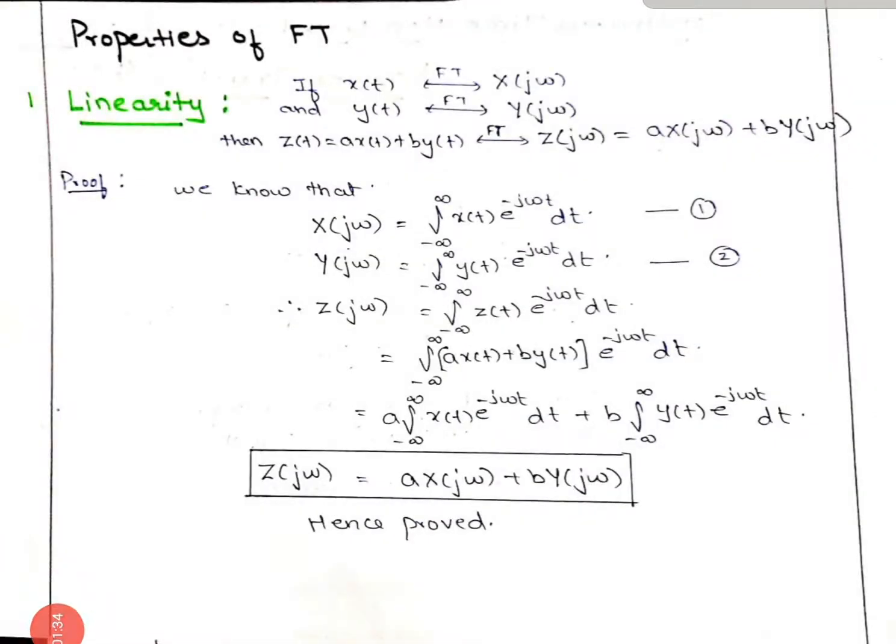Now let us see some properties of the Fourier transform. The first property is the linearity property. If x(t) has Fourier transform X(jω) and y(t) has Fourier transform Y(jω), then z(t) = a x(t) + b y(t) has Fourier transform Z(jω) = a X(jω) + b Y(jω).